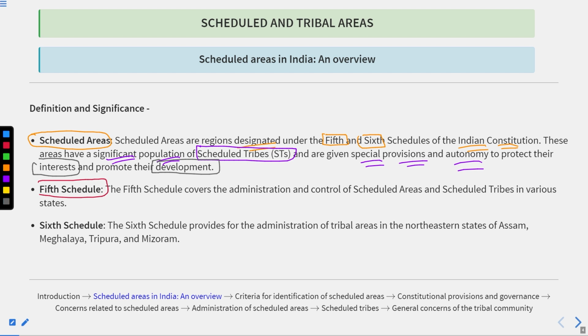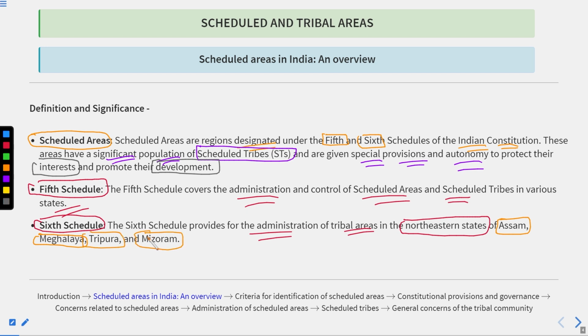Thereafter, in the 5th schedule, basically we have covered the administration and control of scheduled areas and scheduled tribes in various states. These are a total of 10 states in number. Whereas the 6th schedule deals with the administration of the tribal areas in 4 northeastern states, and these states are Assam, Meghalaya, Tripura, and Mizoram.